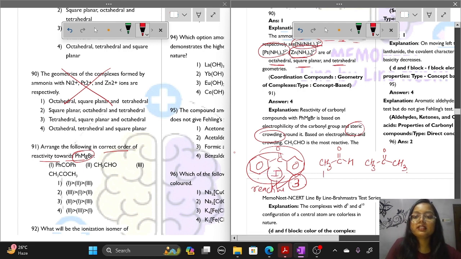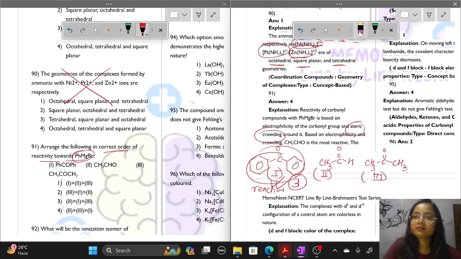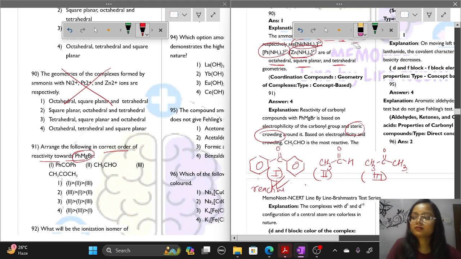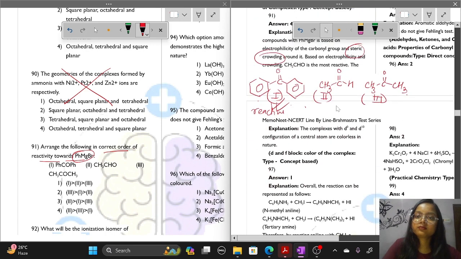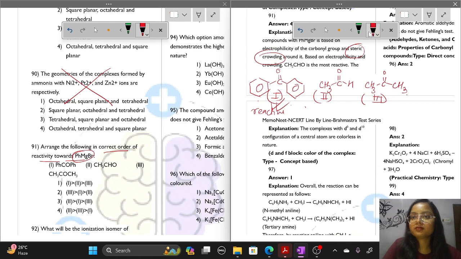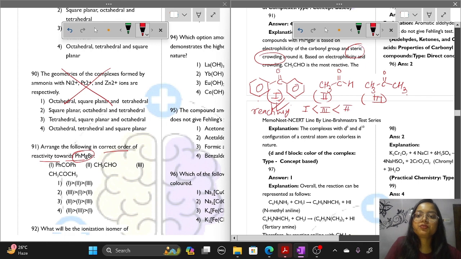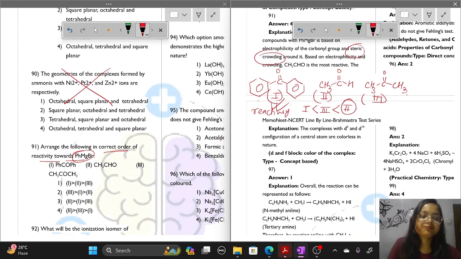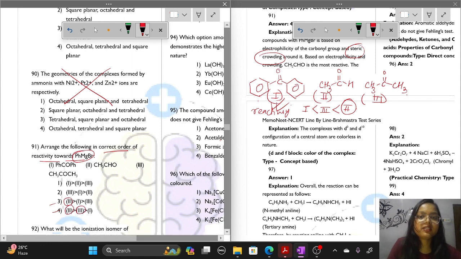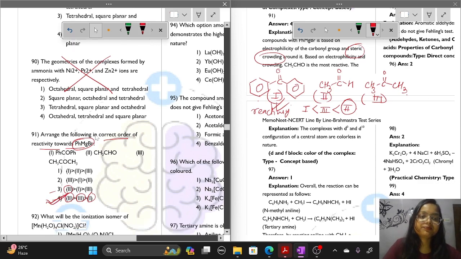Okay, this is 1, this is 2, and this is 3, right? So the order of reactivity: 1 has the least reactivity, then option 3, and then option 2, which means 2 is the most reactive. Then 1, which means that the fourth one is the correct option.